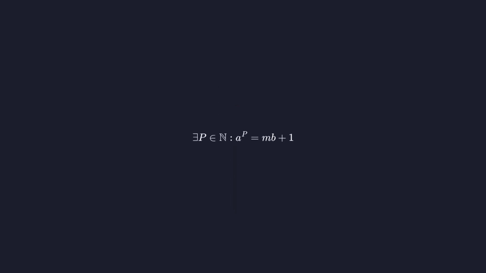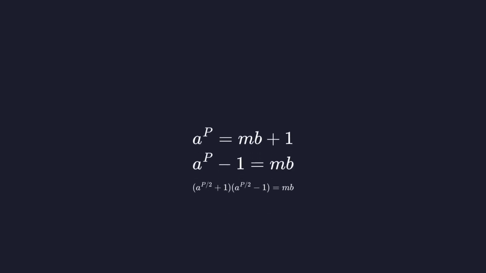For any two numbers a and b which do not share a factor, there exists a number p where a to the power of p is a multiple of b plus 1. We can modify this formula, and boom, now we have factors. Now our theorem also has a subtle implication that will benefit us greatly later on.